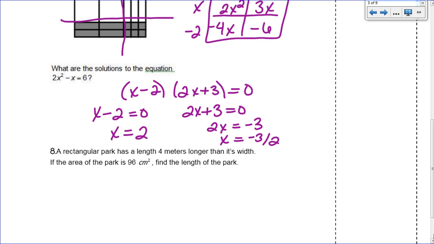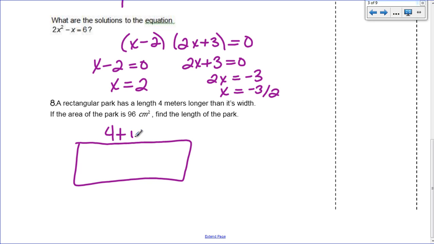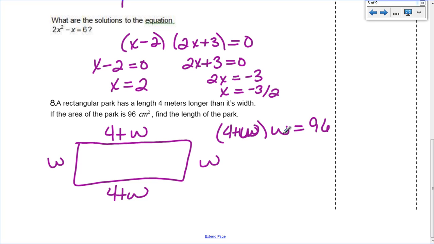Last one, I'm going to draw the picture, and then I will let you guys factor and find the solutions. And we'll check it as soon as you come to class tomorrow. So you have a rectangular park that has a length that is 4 meters longer than the width. You got a rectangle. The length is 4 meters longer than the width. We know the area is 96 centimeters. To get the area of any rectangle, its length, 4 plus w, times width, w, equals 96. Well, we have to distribute to make this happen. So you get 4w plus w squared equals 96.